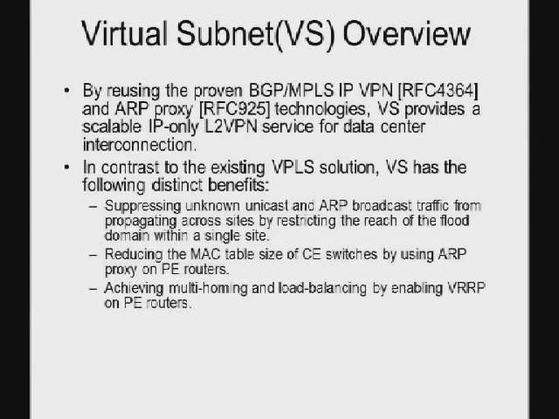The first is suppressing the unknown unicast and ARP broadcast flooding, since VS can restrict the reach of the flooding domain within a single site. The second is reducing the MAC table size of C switches. The third is achieving multi-homing and load balancing by using the VRP.